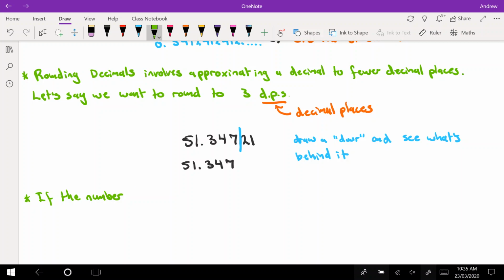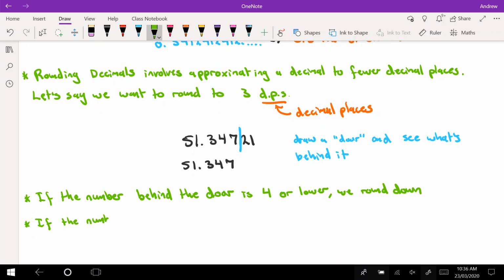If the number behind the door is 4 or lower, so if we're 4 or 3 or 2 or 1 or 0, we round down. We round the number down, which would be this example that we've got up there, that 51.347. That's when we round down. Does 4 include? Yes, including 4.